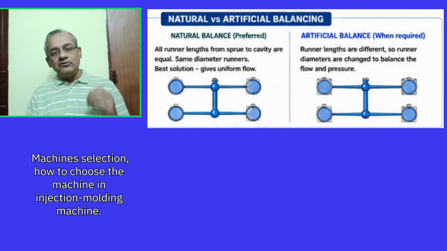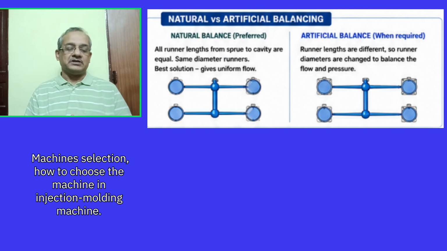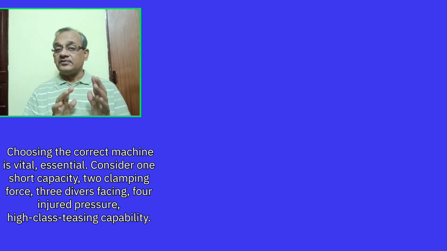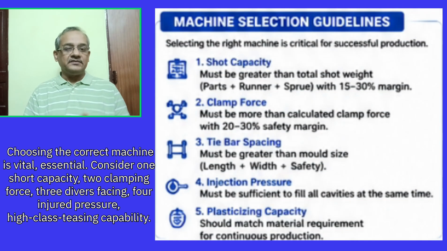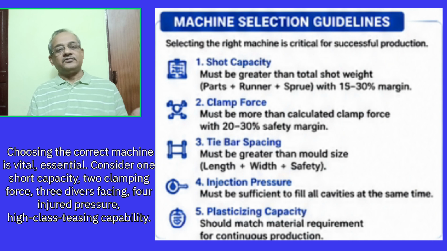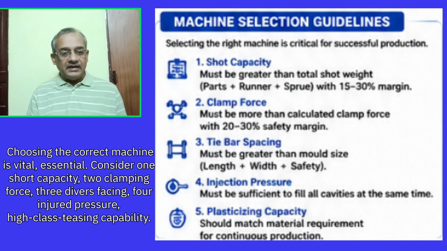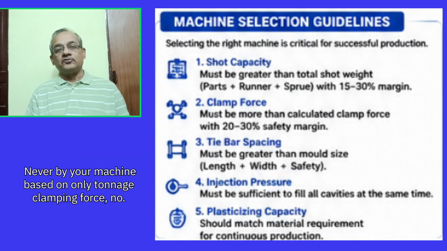Machine selection. How do we choose the injection molding machine? Choosing the correct machine is vital, essential. Consider: 1. Shot capacity, 2. Clamping force, 3. Tie bar spacing, 4. Injection pressure, 5. Plasticizing capability. Never buy a machine based only on tonnage, clamping force. No.